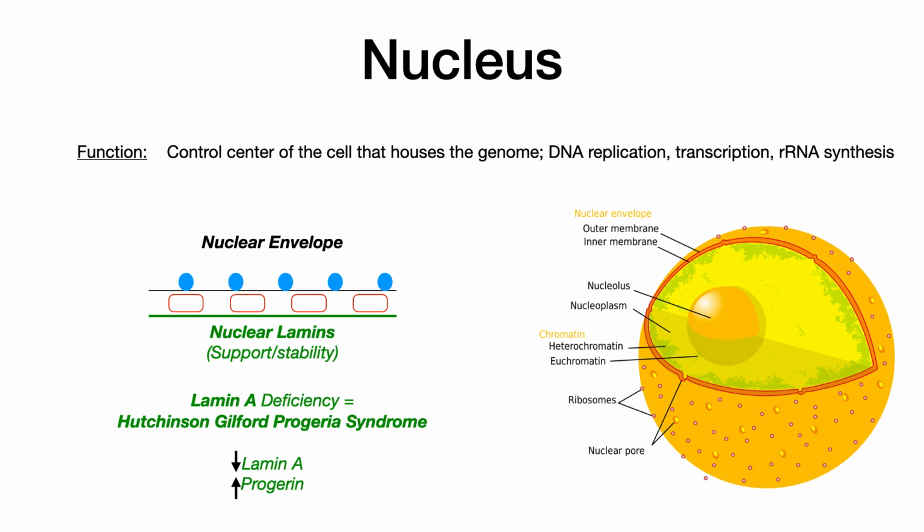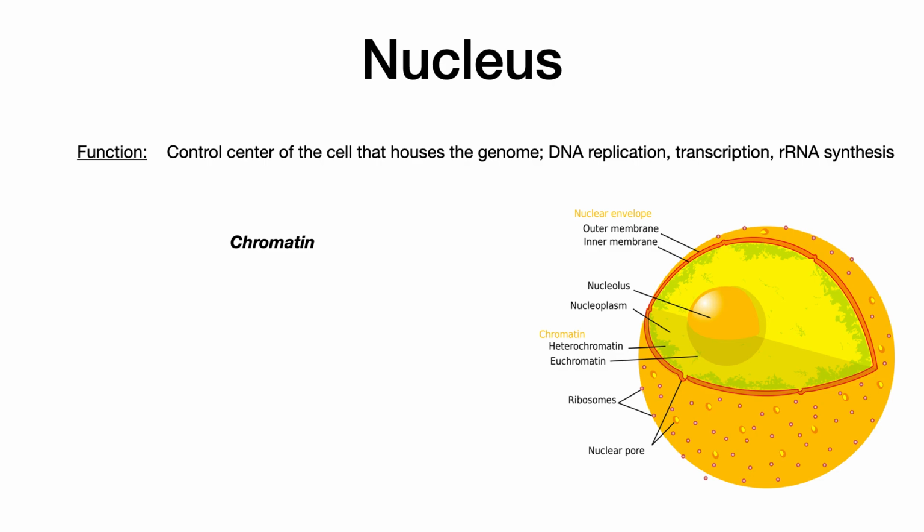And what you see here is a decrease or deficiency in lamin A, and that causes an increase in something called progerin. Some people just refer to this as progeria. You may have seen this before, so feel free to Google to see what this looks like. But Hutchinson-Gilford progeria syndrome is the result of a problem or a deficiency in nuclear lamin, in this case, lamin A specifically. The other important thing to talk about with the nucleus is chromatin.